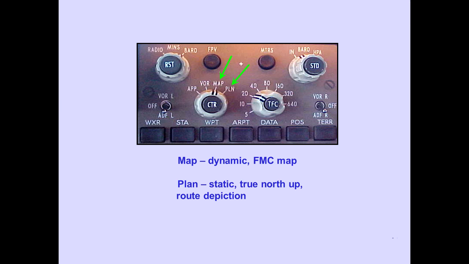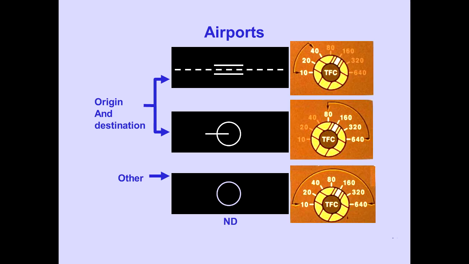The map modes present a dynamic flight management computer map relative to current airplane position. The plan mode displays a static, true north up route depiction. Let's review additional symbols used for these displays. The origin and destination airports are displayed in white. The symbol depends on the ND range selected. Other airports are displayed in blue.